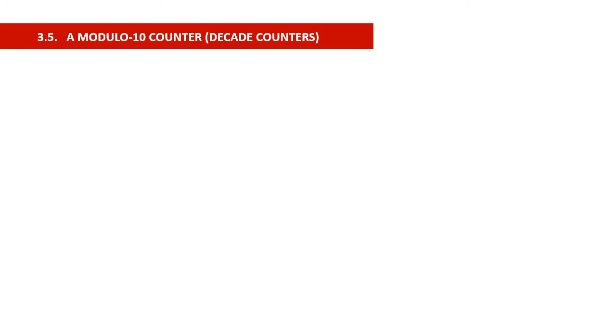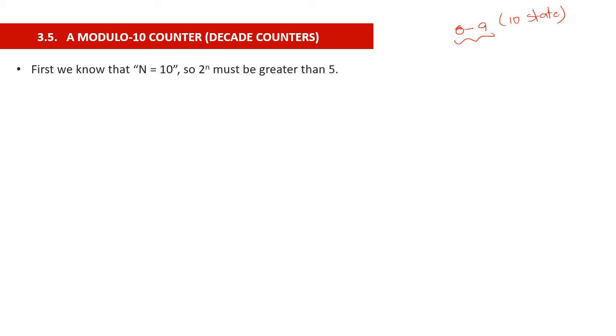To understand the construction of a mode n counter, we can take one example, a mode 10 counter, which is also known as the decade counter. It will count from 0 to 9, that is, a total of 10 states will be there. So first we have to find out how many flip-flops we have to use, the number of flip-flops required.